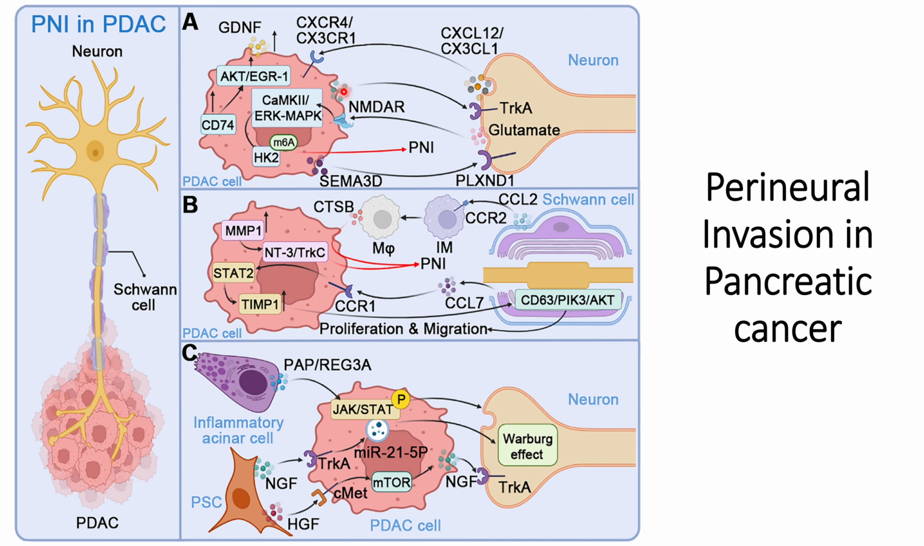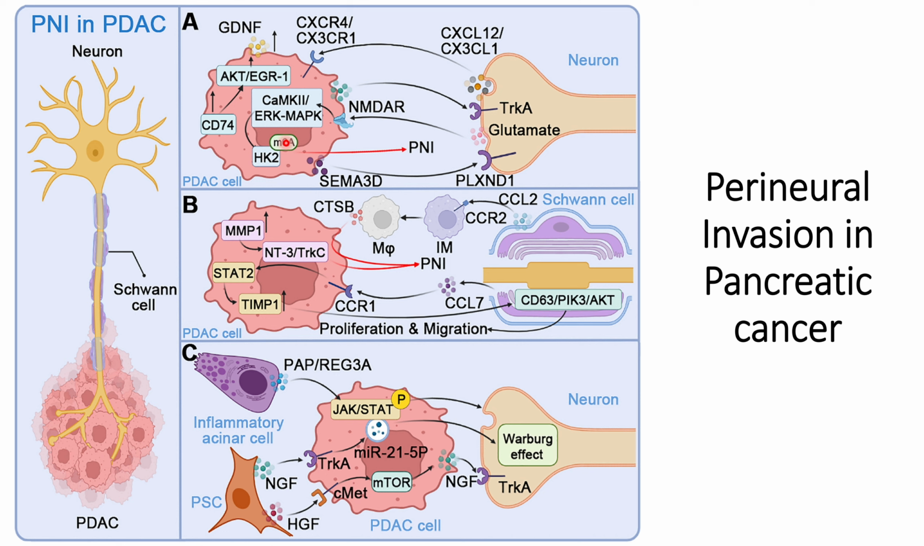Apart from this, the glutamate released by neurons will act through the NMDAR receptors and upregulate the CaMKII or ERK MAPK pathways through m6A mRNA modifications. That will cause mRNA modification of HK2 proteins, which will further promote PNI, that is perineural invasion.